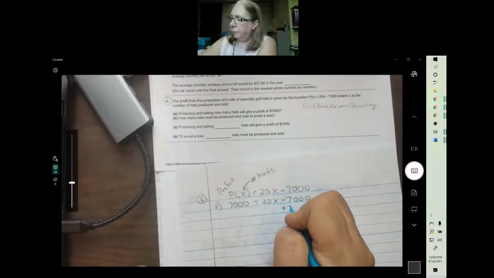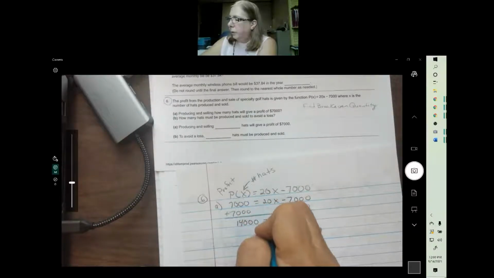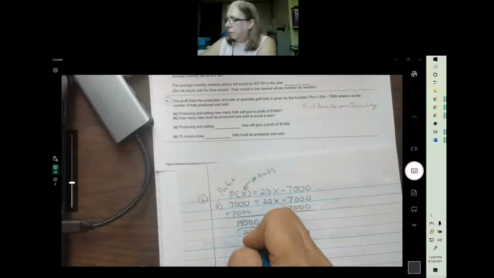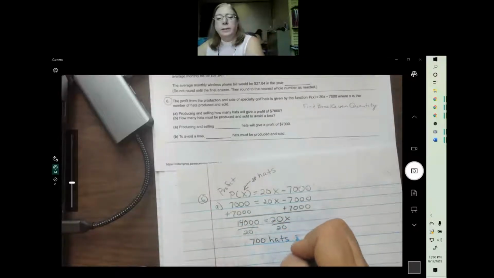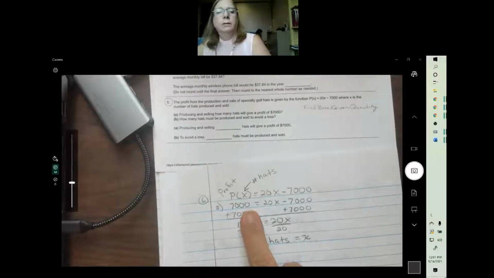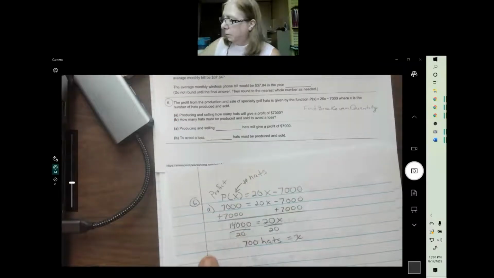Add the 7,000 to the other side. And divide by 20. So if we sell 700 hats, we will have a profit of $7,000. Any questions on part A?